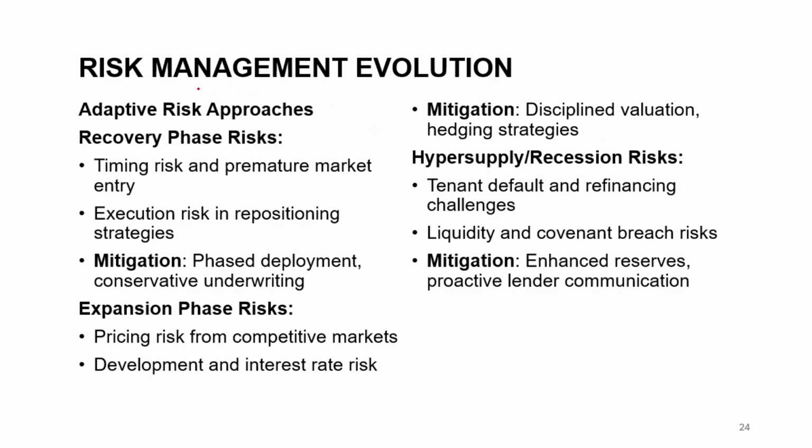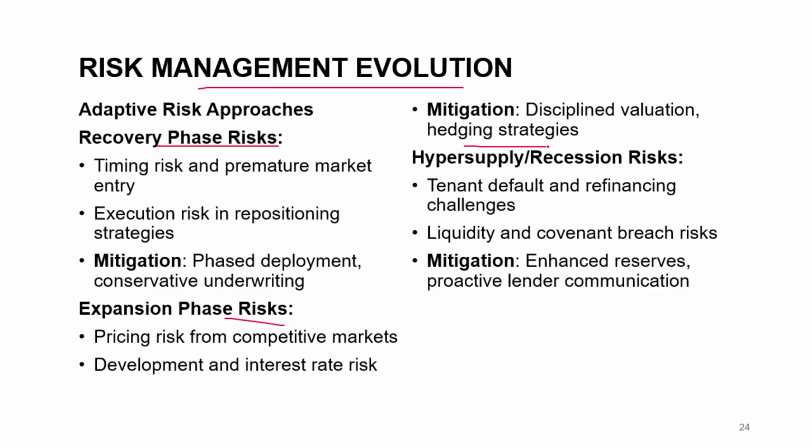Then we have risk management evolution. In the recovery phase, risks are timing risk and premature market entry. Execution risk in repositioning strategies can be significant. Mitigation involves phased deployment and conservative underwriting in this period. Then we have expansion phase risk, which shifts towards price risk from competitive markets, development and interest rate risk increases. Disciplined valuation and hedging strategies will be your mitigation strategies.